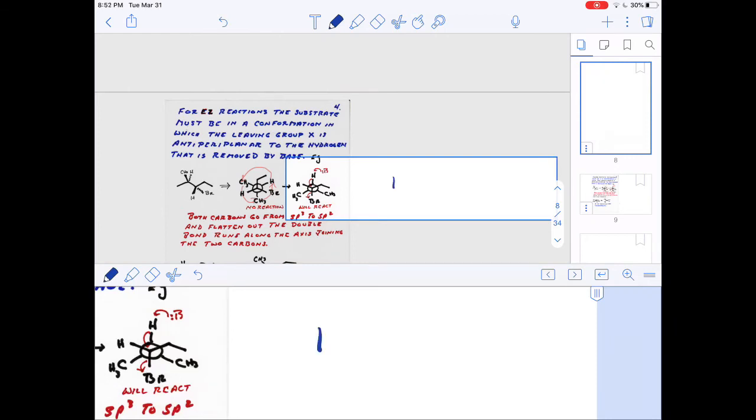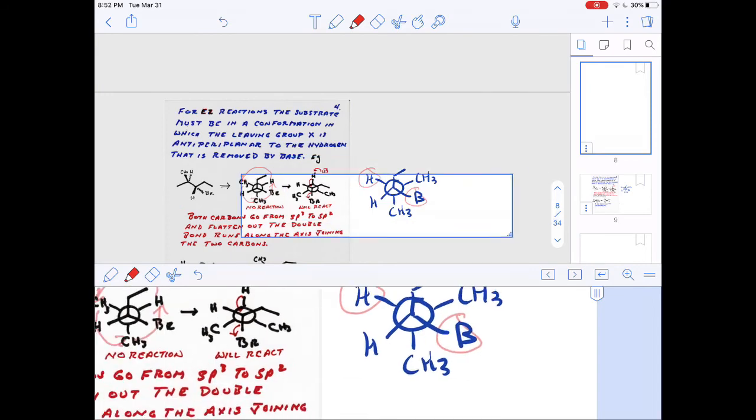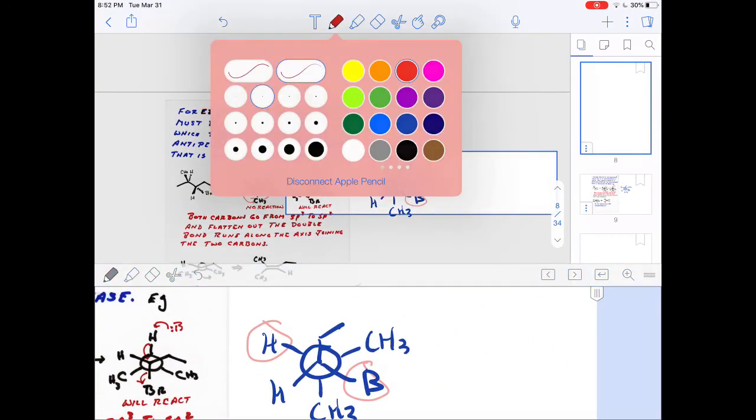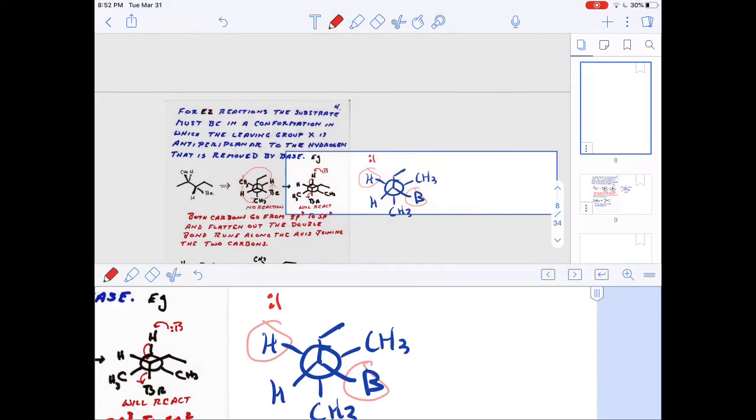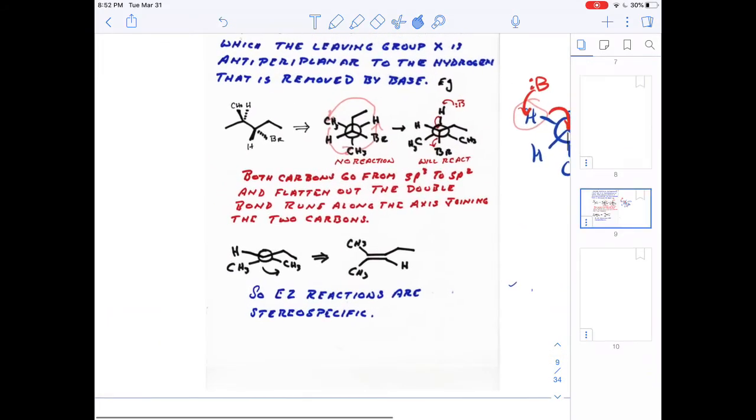Okay, my bad. If you keep the front carbon the same and you only rotate the back carbon, the H would be here, the CH3 would be down here, and the other CH3 would be here. Here, you can see that these are anti to each other. So now your base can come, like he shows, and pull off this hydrogen. These electrons are going to move into the carbon in the middle, and your leaving group is going to leave. In this case, it's Br. I accidentally forgot to write the R. So that's the importance of anti-periplanar and anti.